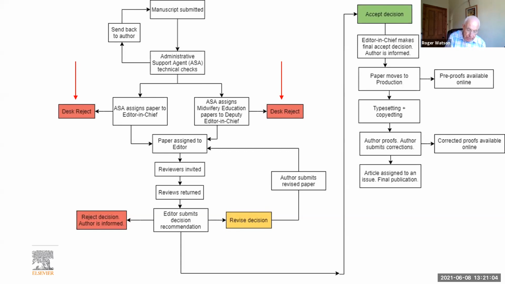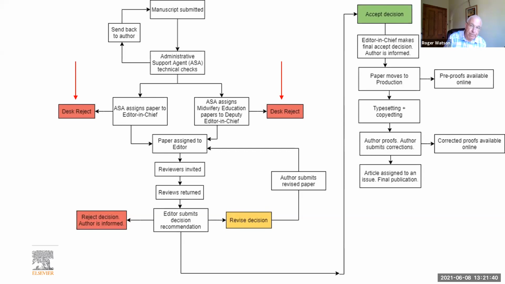If the author has satisfied the editors and the reviewers, then the paper moves up to the top right, to the green box, where the paper is given an accept decision by the editor, and then the editor-in-chief, myself in this case, for all the manuscripts coming to the journal, will make the final decision. And 99% of the time that decision is yes. I very rarely reject manuscripts at this stage. I trust the editors and the reviewers to put through manuscripts which are good.